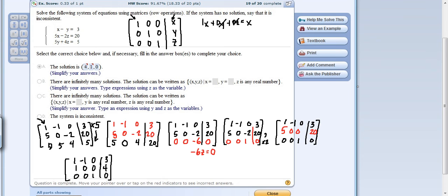And so for our final step, we'll take row 1 and subtract it from row 2. So keep in mind, 1 minus 1 is 0, 0 minus -1 is 1, and 4 minus 3 is 1. And so the final solution is y is 1, x is 4, and z is 0.